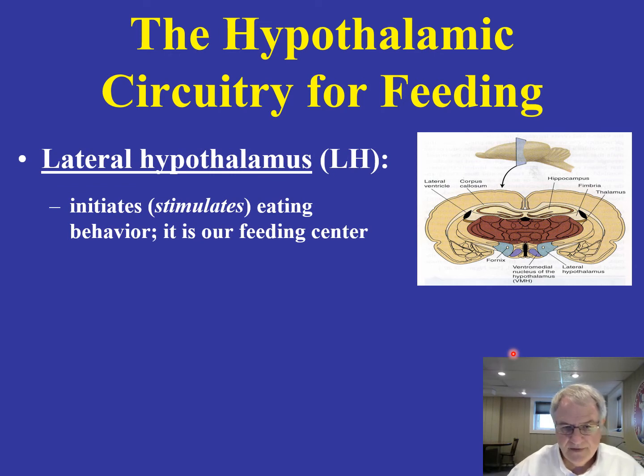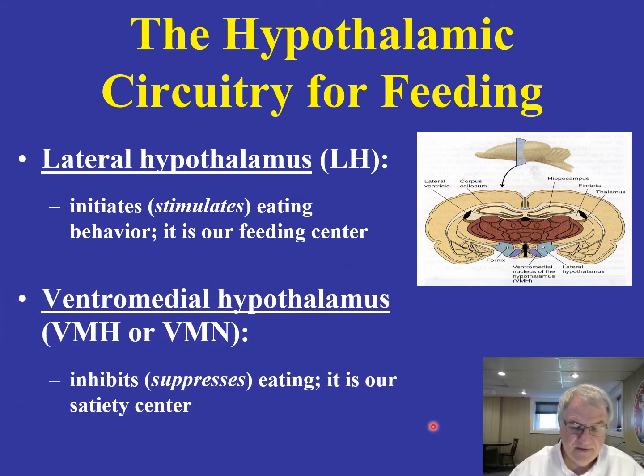The lateral hypothalamus seems to be that area that's involved in initiating or stimulating our eating behavior. Some refer to it as our feeding center. The ventromedial hypothalamus, on the other hand, is involved ordinarily in suppressing our eating behavior, so it is referred to as our satiety center. So it's these two parts of the brain that seem to be acting in different ways in terms of the regulation of our eating behavior.